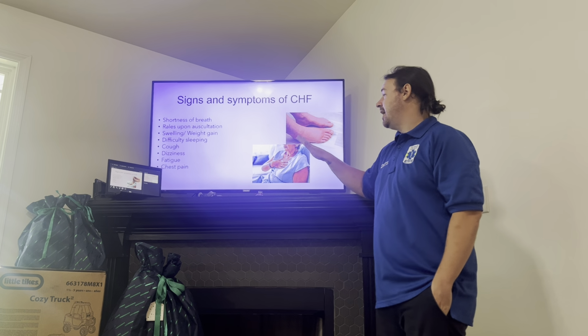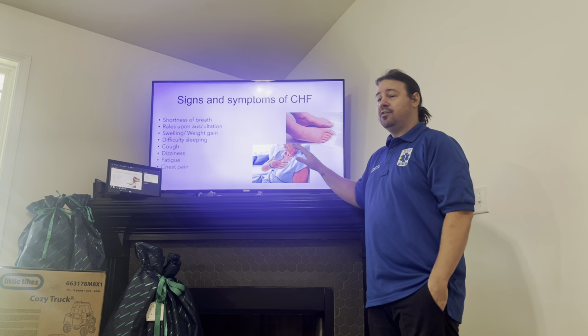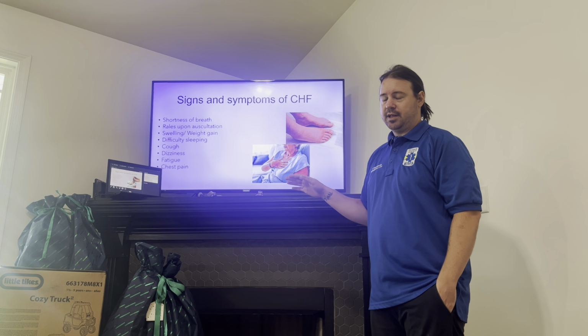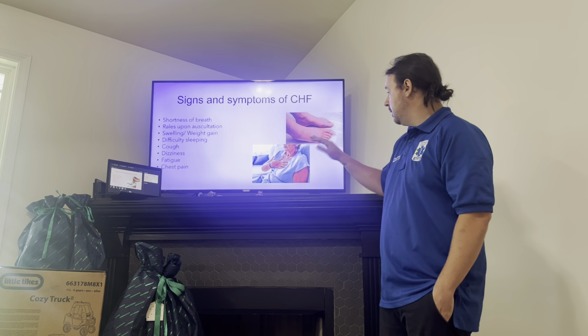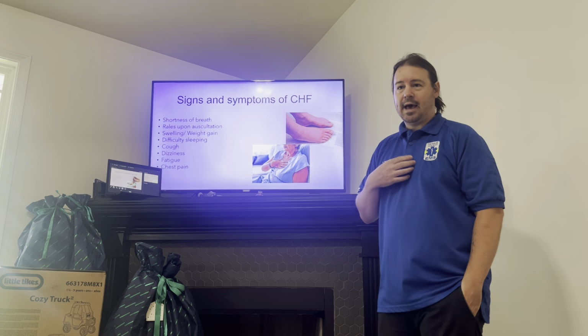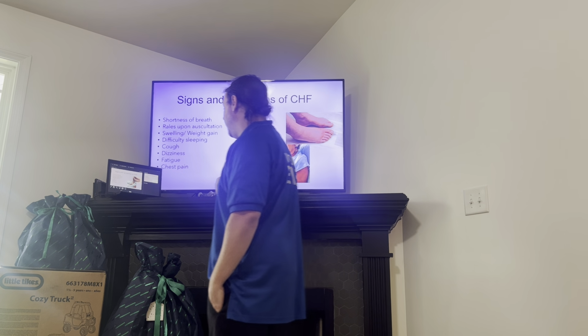And then any time that we have any sort of cardiac complaint, there's always potential for chest pain, right? So chest pain, if your heart's failing, obviously that's extra strain on the heart, and you can experience some pain from that as well.